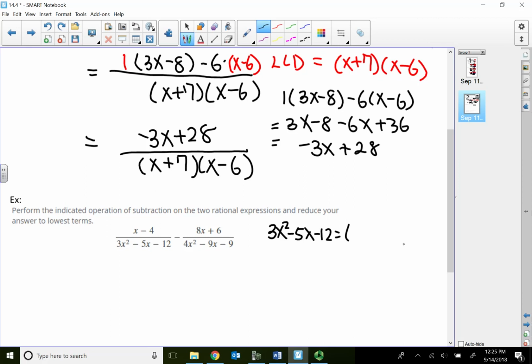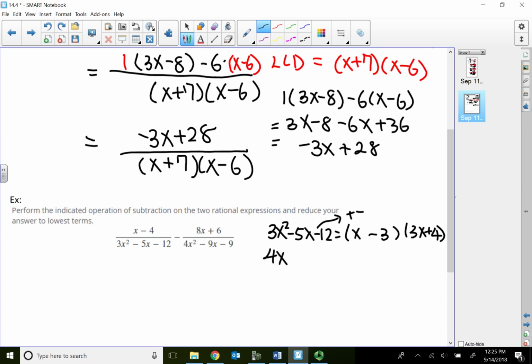Let's see. For my 3x squared, I'm going to do x and 3x. For the 12, I'm going to use 3 and 4. I know 3 cannot go with the 3x, so I'll put 3 here, 4 with the 3x. My inner is 9, my outer is 4. I need negative 5 in the middle. Since my last sign is negative, that's 1 positive, 1 negative. So to end up with negative 5 in the middle, I need negative 9x on the inner and positive 4x on the outer.